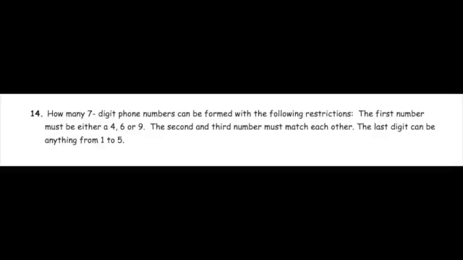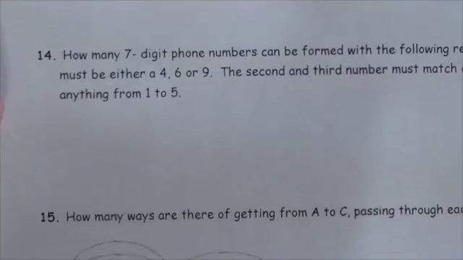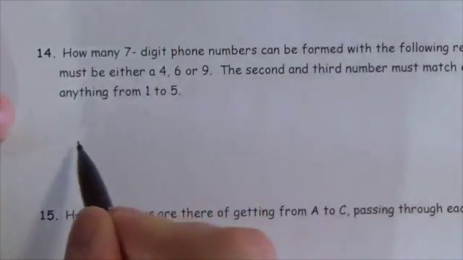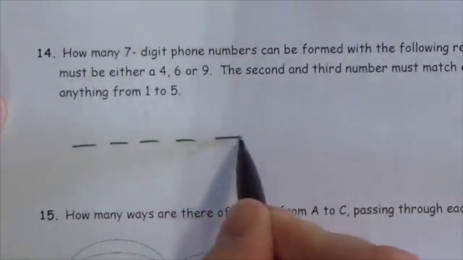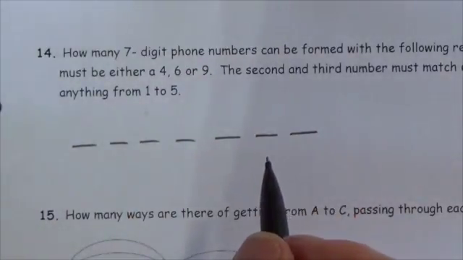How many 7-digit phone numbers can be formed with the following restrictions? The first number must be either a 4, 6, or 9. The second and third number must match each other. The last digit can be anything from 1 to 5. All right, well, this question is interesting just because of the number of restrictions that it seems to have here. So we've got a 7-digit phone number, so 1, 2, 3, 4, 5, 6, 7. So I've got 7 subtasks to complete here.